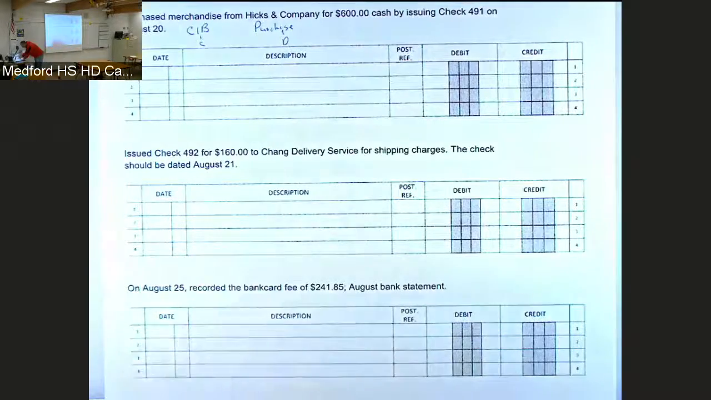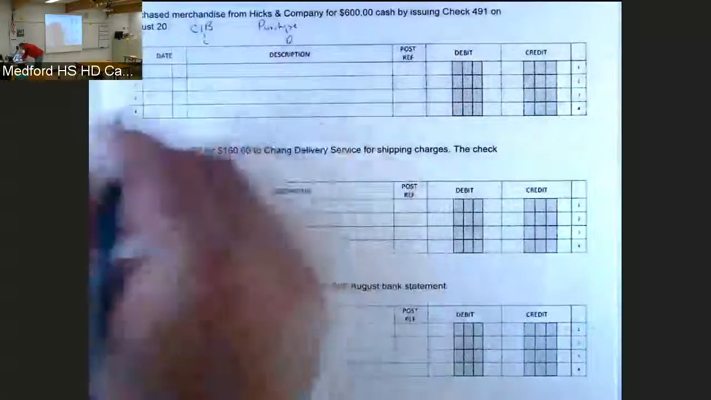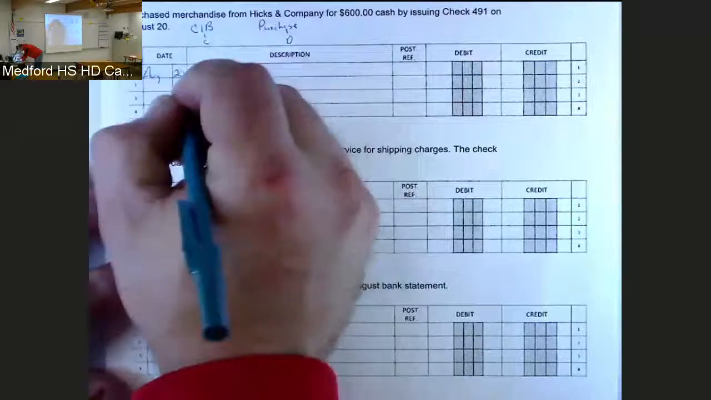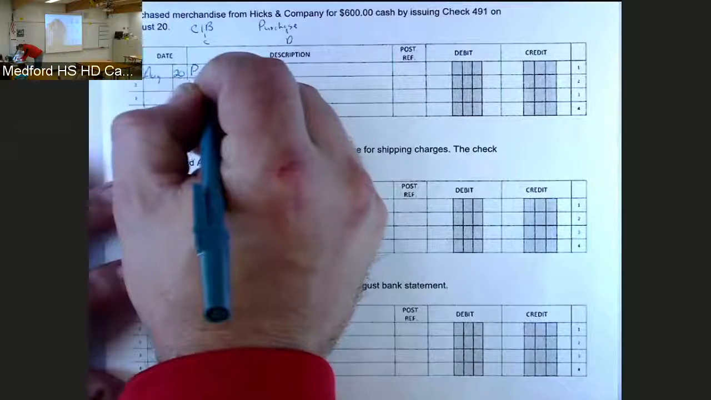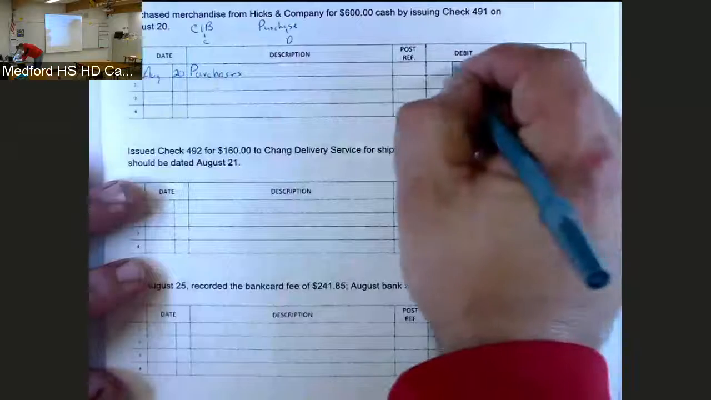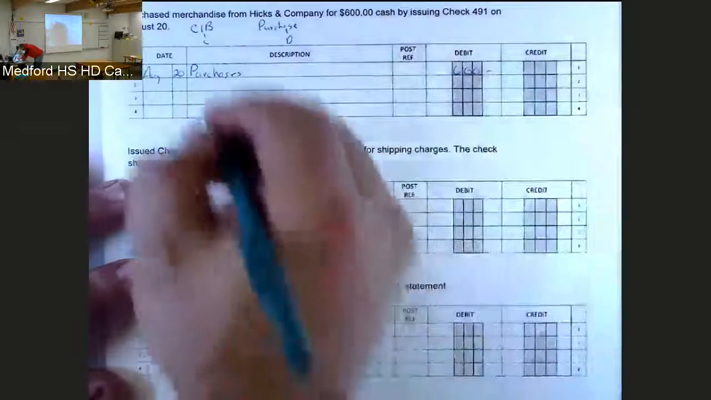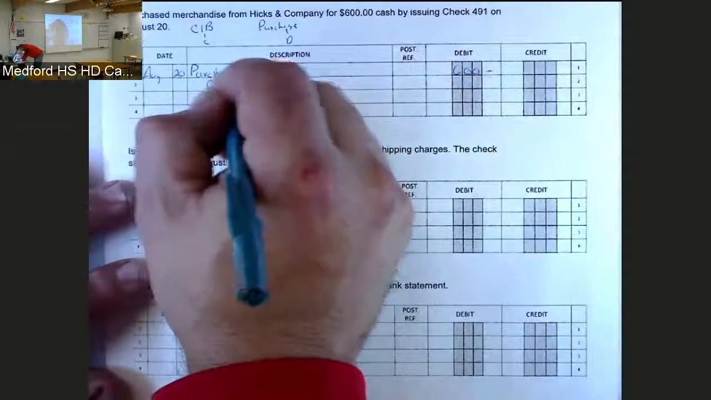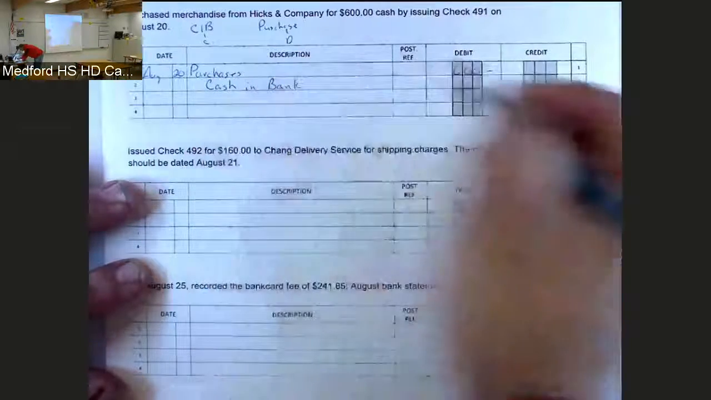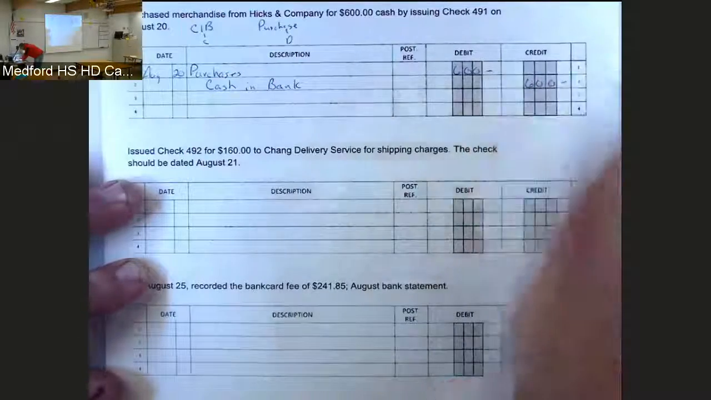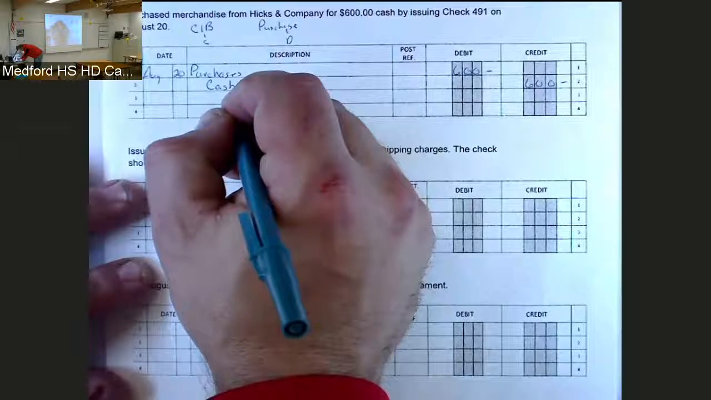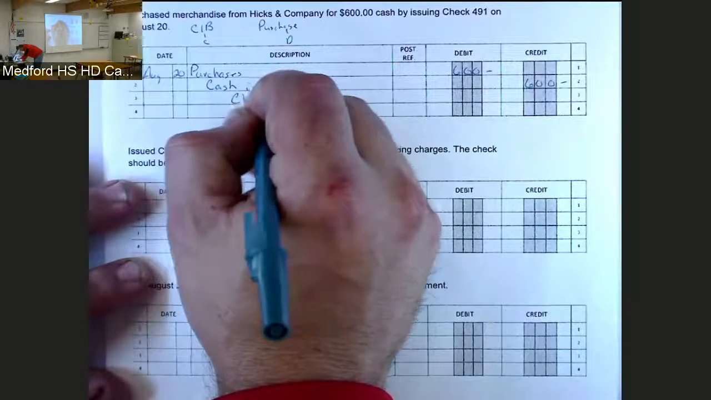Okay, so now we'll put these in, right? The date, August 20th. Debit account listed first. Credit account listed second, making sure that you indent. And then indent from there, the source document.